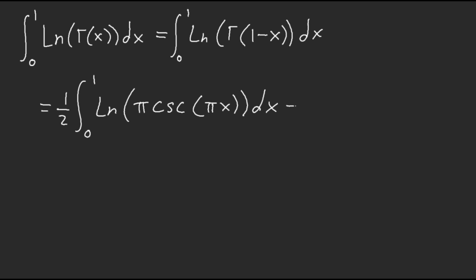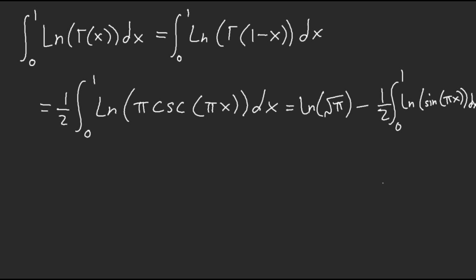And so now what we have here is pretty much a half of what? We can take the ln of pi out. So we technically have ln of square root of pi. And then we have minus, just to simplify further, minus 1/2 integral from 0 to 1 of ln of sine pi x dx. Cool. For simplicity's sake, let's just u-sub that. Ln of square root of pi minus, this would be 1 over 2 pi, integral from 0 to pi of ln of sine of x dx.